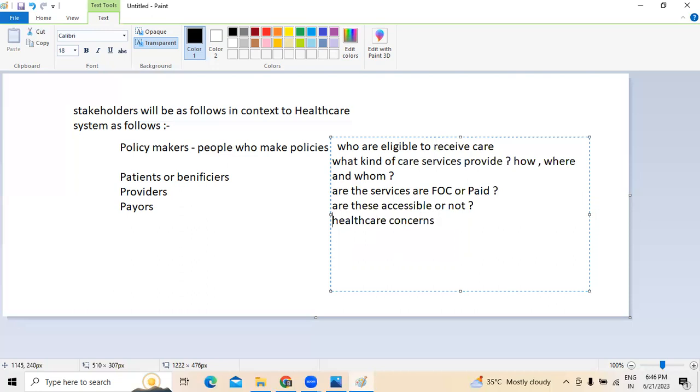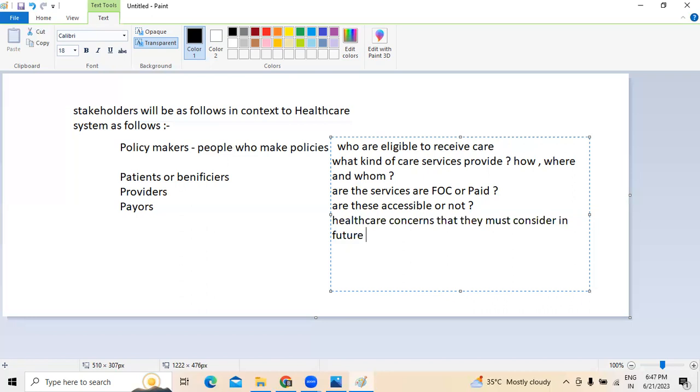Healthcare concerns that they must consider in future. What are the healthcare concerns? They must consider the future because this is a continuous process. As I said, the population will change, the population of the census will change. Different healthcare services we need to provide. It depends on the situation we are in at that point in time.